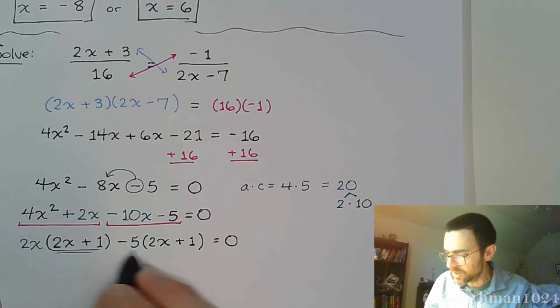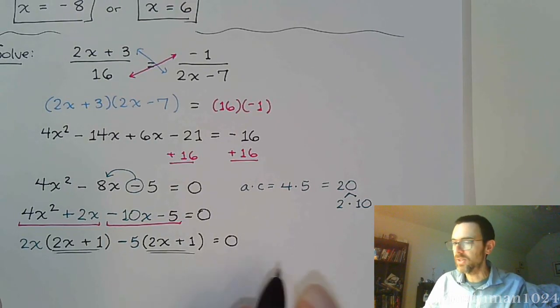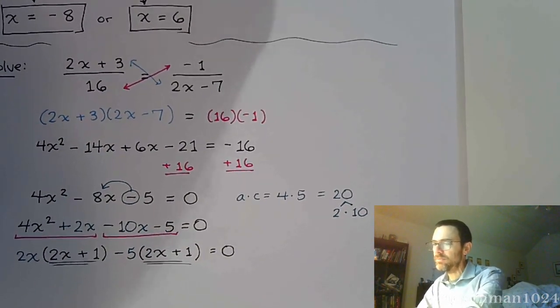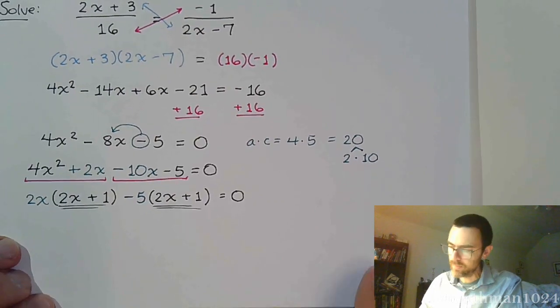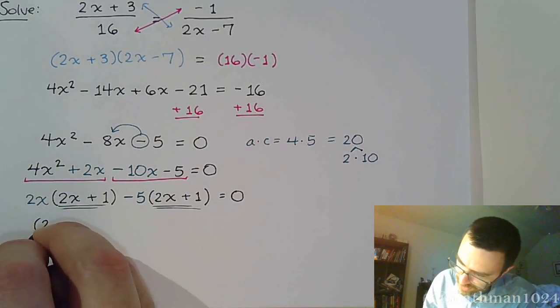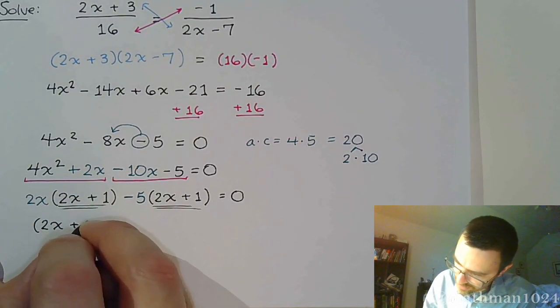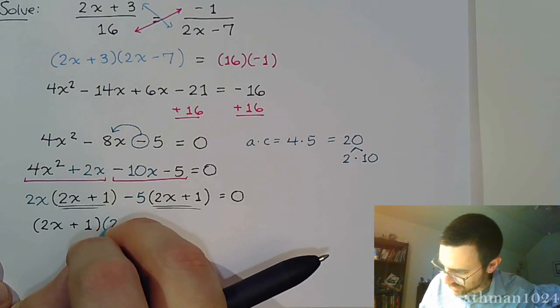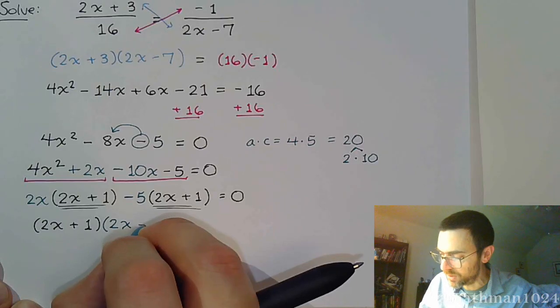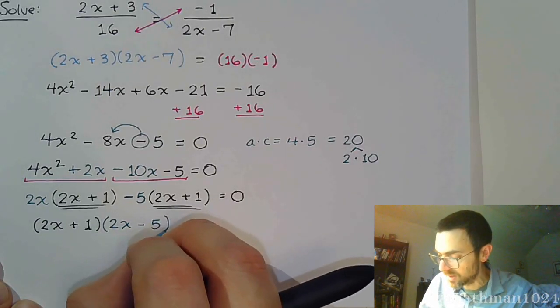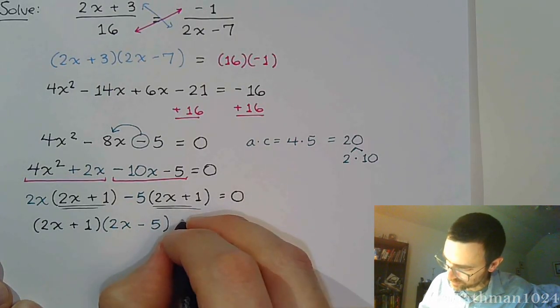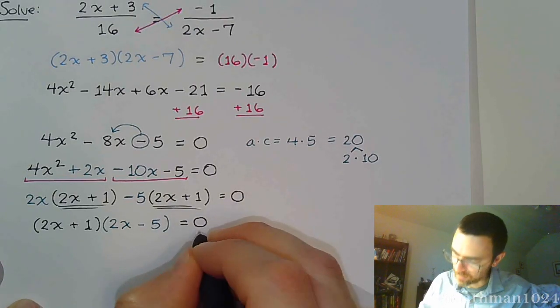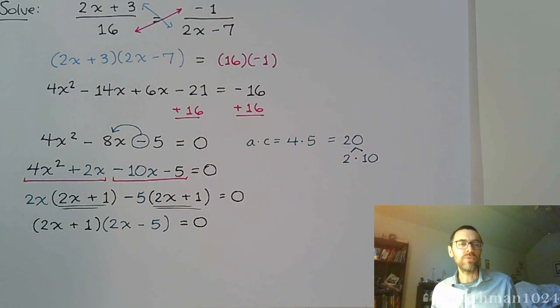And so now we can finish the factoring by grouping since these guys are exactly the same. And so now that becomes 2x plus 1 times what 2x plus 1 was connected to, which was 2x minus 5. All right, so we've gotten through the factoring part.